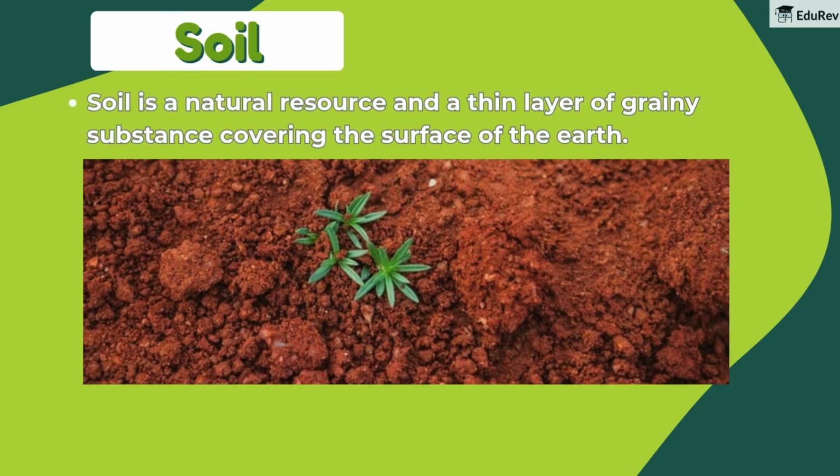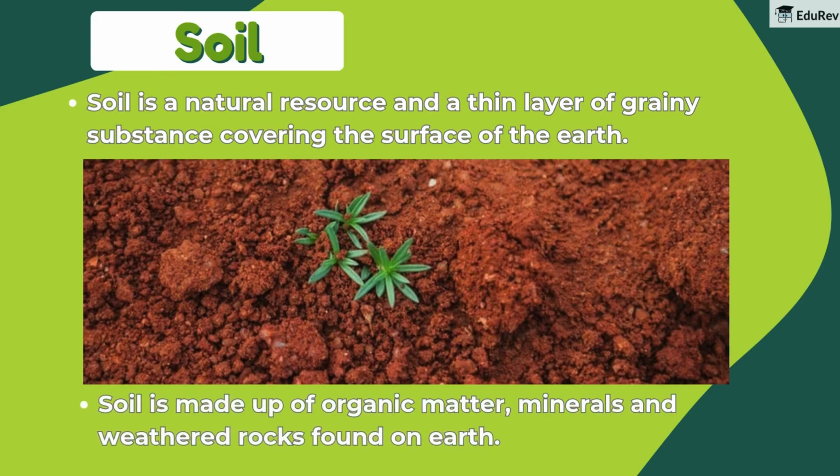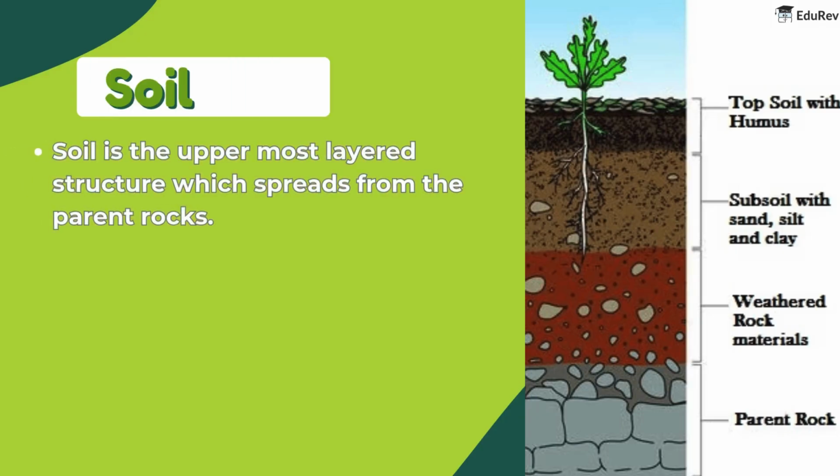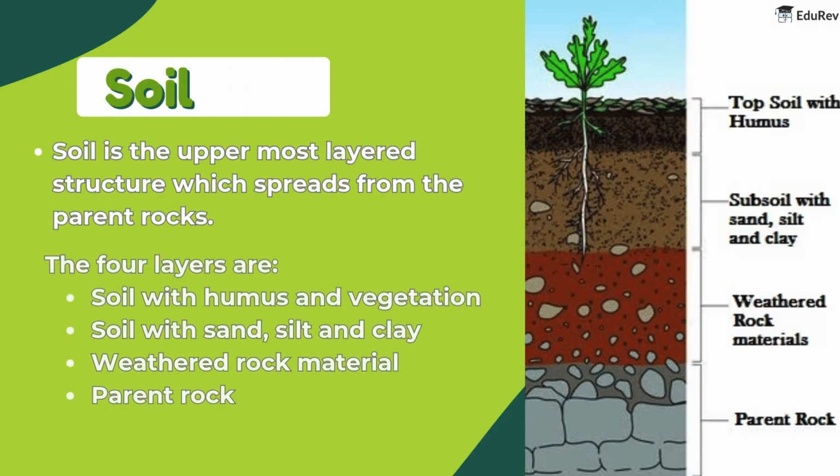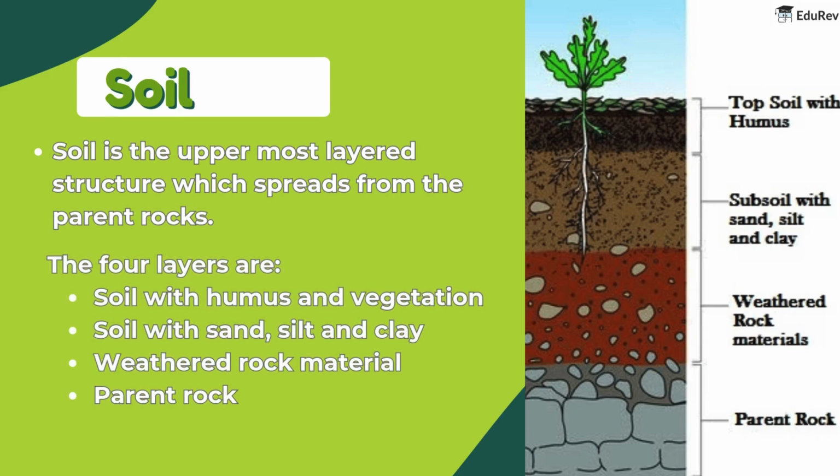Soil is a natural resource and a thin layer of grainy substance covering the surface of the earth. Soil is made up of organic matter, minerals, and weathered rocks found on earth. Soil is the uppermost layered structure which spreads from the parent rocks. The four layers are soil with humus and vegetation, soil with sand, silt, and clay, weathered rock material, and parent rock.